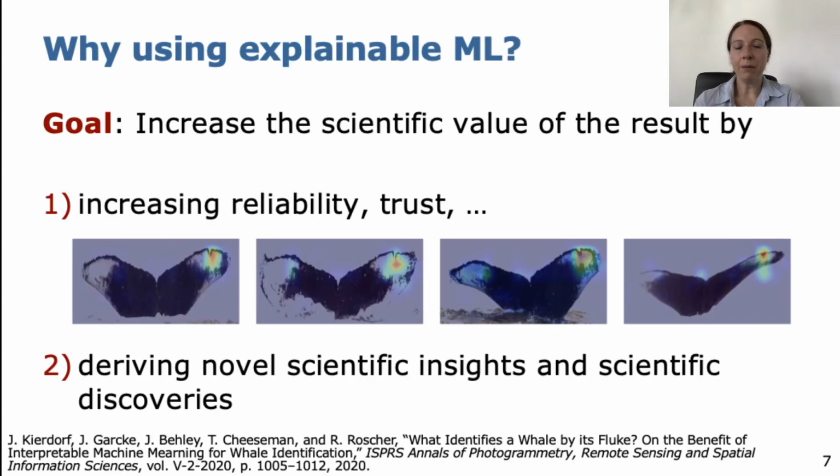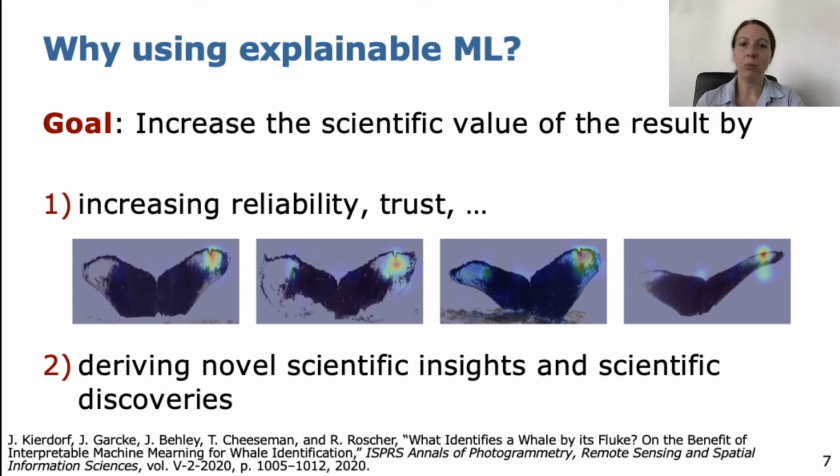And in our paper, we state that explainable machine learning can help us to tackle these challenges. And for now, I want to have a look at one specific goal, which is to increase the scientific value of the result. And this can be done, for example, by increasing the reliability or the trust of the outcome.